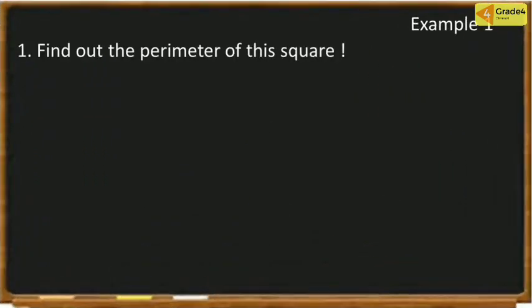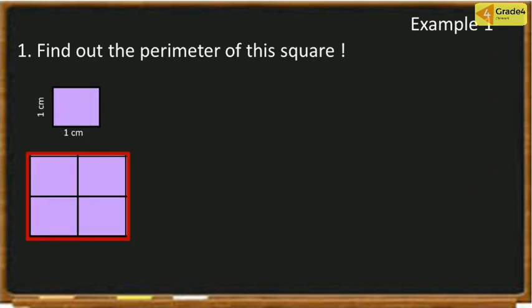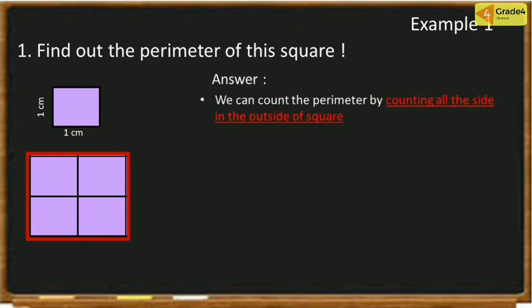Okay friends, this is the example. The question is: find out the perimeter of this square. Can you see my picture? Okay, we can answer it together. We can count the perimeter by counting all the sides on the outside of the square, or we can just add all the sides of the square.